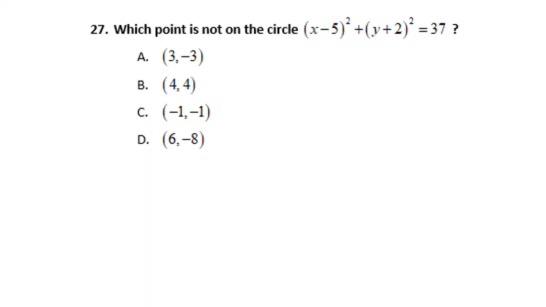Number 27. Which point is not on the circle x minus 5 squared plus y plus 2 squared equals 37? A, 3, negative 3, B, 4, 4, C, negative 1, negative 1, D, 6, negative 8.